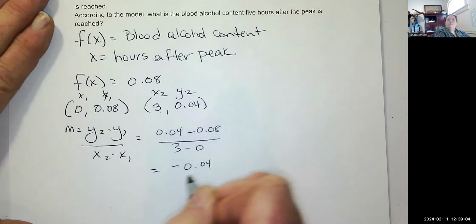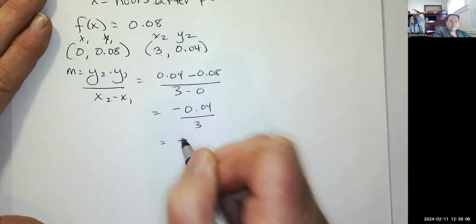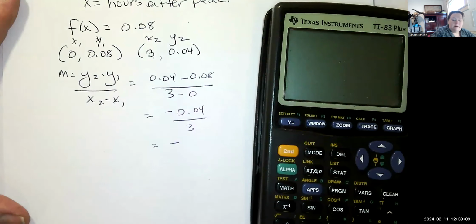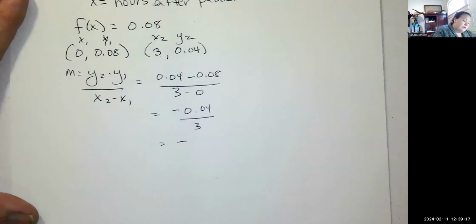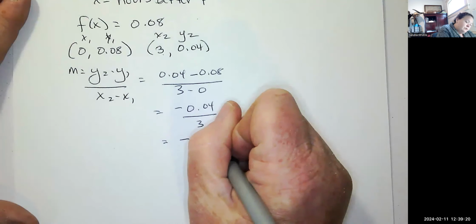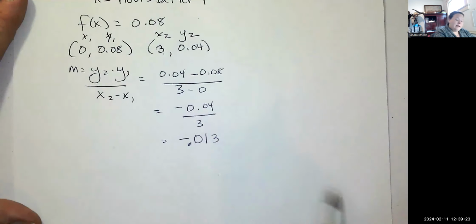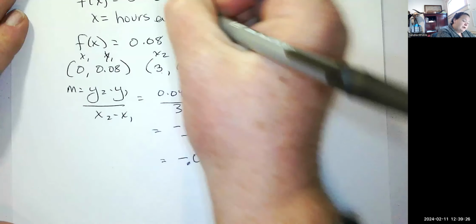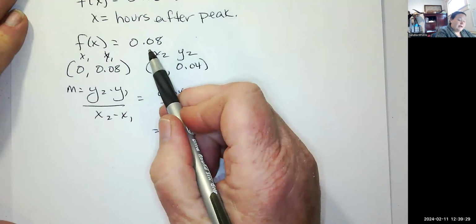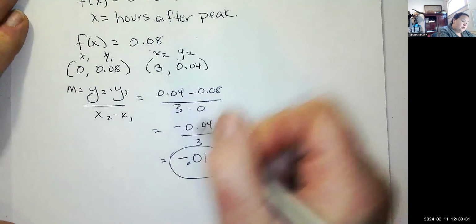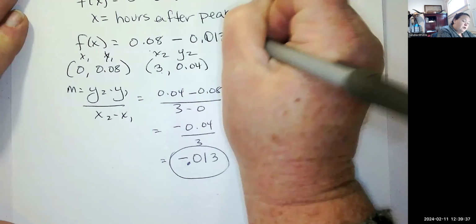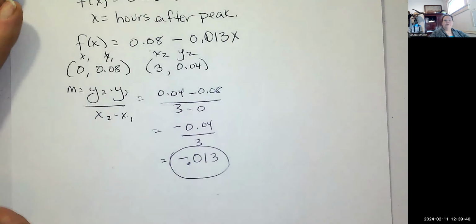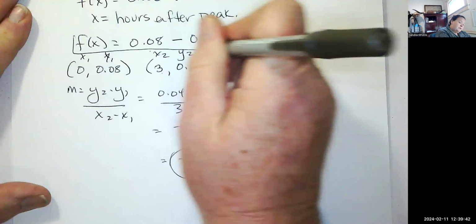Negative 0.04 over 3 is negative what? 0.04 divided by 3 is 0.013 continuing. I'm just going to leave it like that. So my initial was 0.08 and it's dropping, so it's decreasing by 0.013 per hour. So there's my function. That answers my first piece.